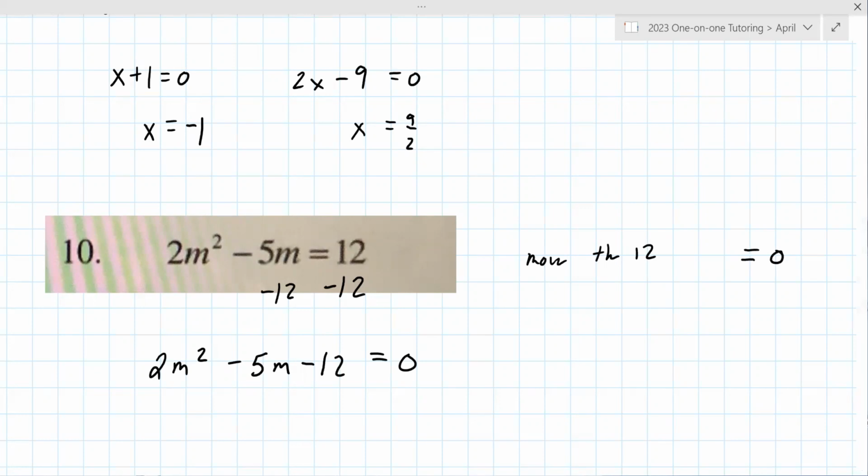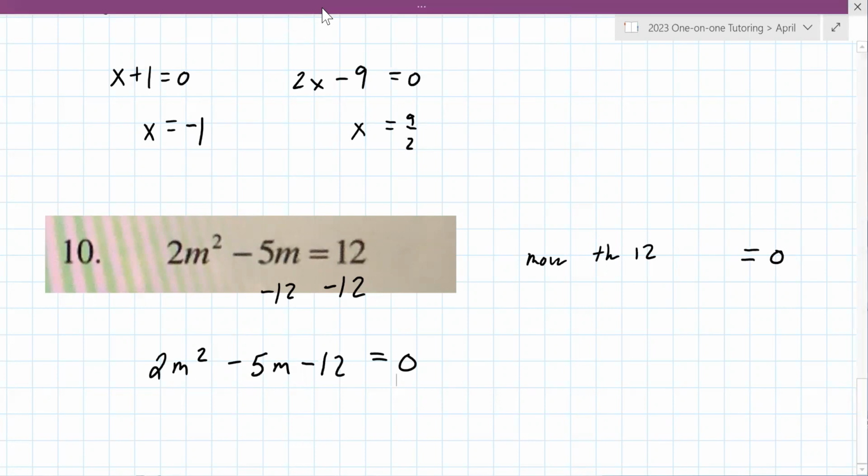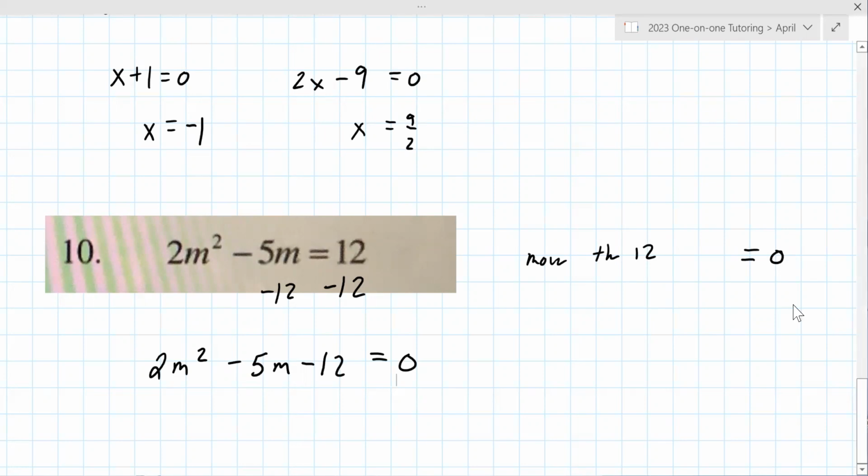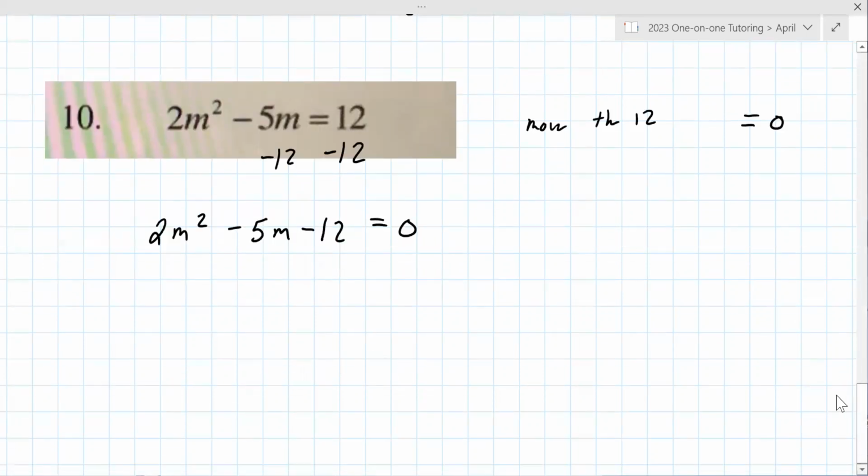So when you go back later and work a problem like 7, you're going to set it equal to 0. You have to move that number, whatever it is, off to the other side. This one is a grouping problem though. It's that a not equal to 1. I call it a grouping.